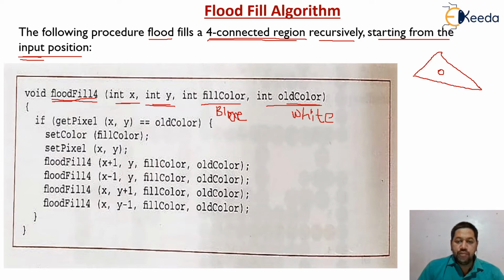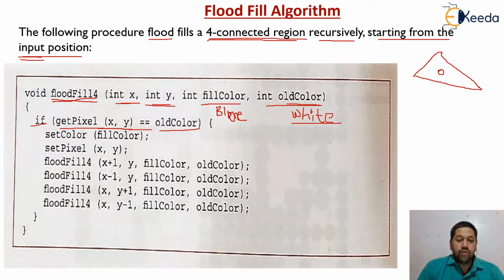After giving this input, this is my seed pixel x and y, fill color is blue, my old color is white. Step number 1, I will call get pixel x comma y. Get pixel is going to return the current color of x and y. So what is the current color of this pixel? It is white. Is it equal to the old color? Yes, my old color is white, and the current pixel has the old color.